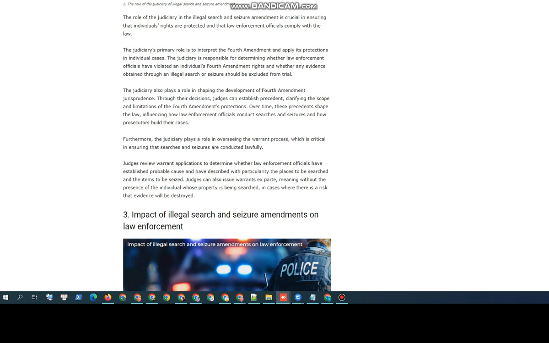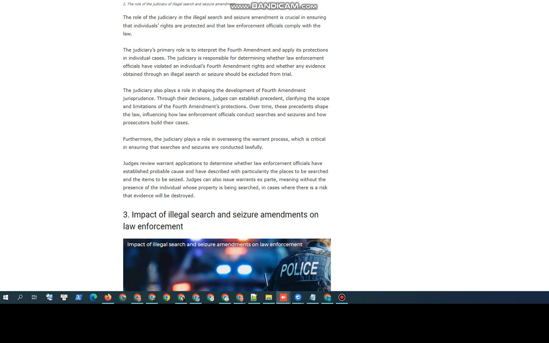Judges review warrant applications to determine whether law enforcement officials have established probable cause and have described with particularity the places to be searched and the items to be seized. Judges can also issue warrants ex parte, meaning without the presence of the individual whose property is being searched, in cases where there is a risk that evidence will be destroyed.